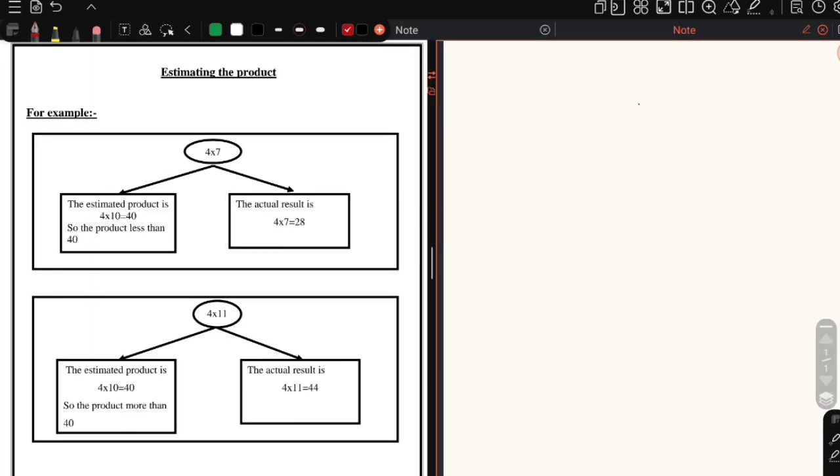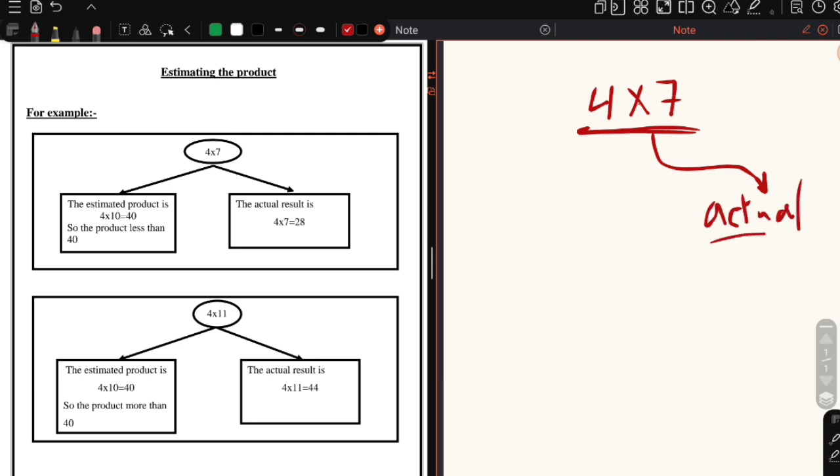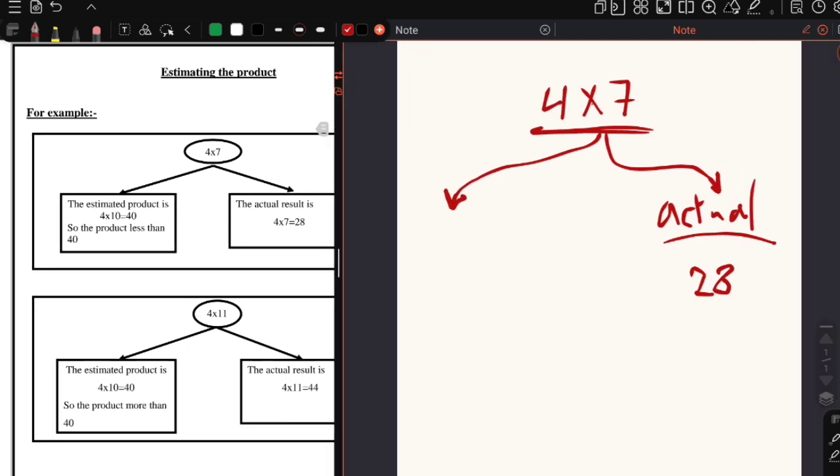The second lesson, estimating the product. How to estimate my number? If I have here 4 times 7, I have two kinds of solutions here. I have something called actual, and this is the exact result, okay, the true result. 4 times 7 is 28, okay? This is the actual product, and the other one will be the estimated product, okay?